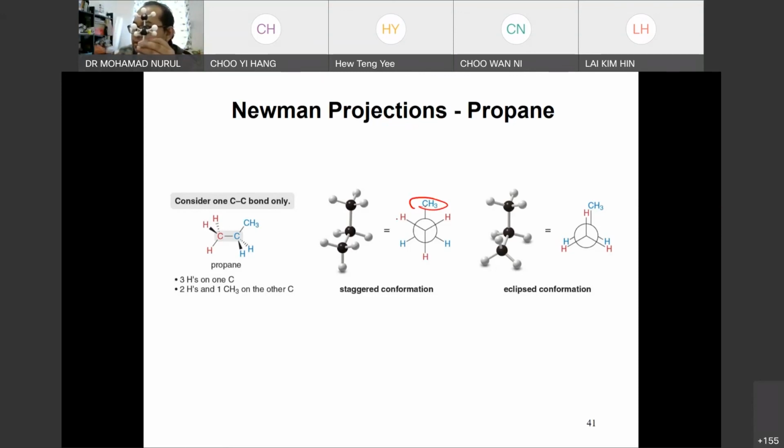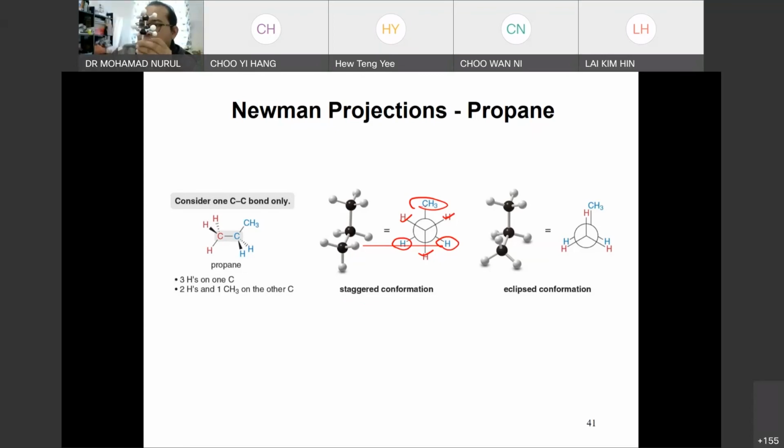2 and 3. We have another CH3 at the back. Okay, so they have another 2 CH3 here, and CH2. This is the staggered conformation, which is preferred because the CH3 doesn't have any interaction with other atoms.